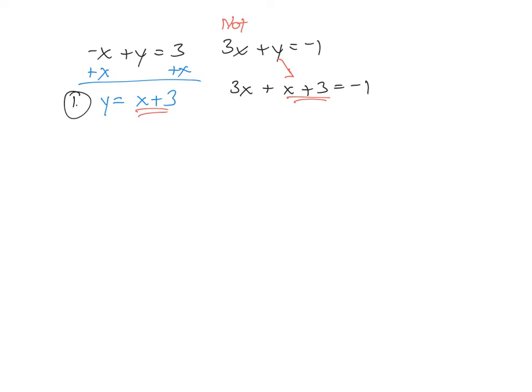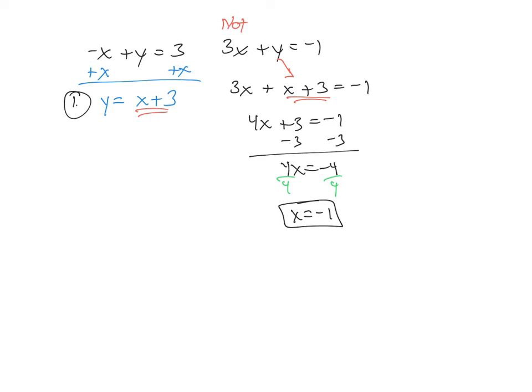Okay, and then I need to solve this. 3x plus x is 4x. Subtract 3. Divide by 4, and we get x equals negative 1. Okay, so that's step 2. Substitute and solve.